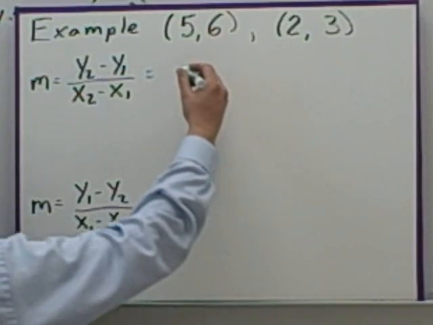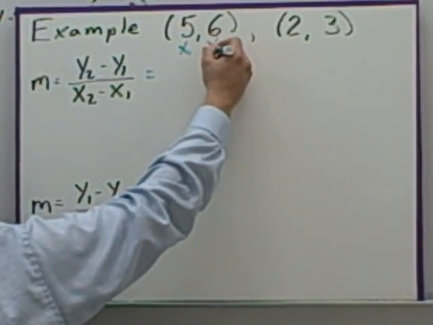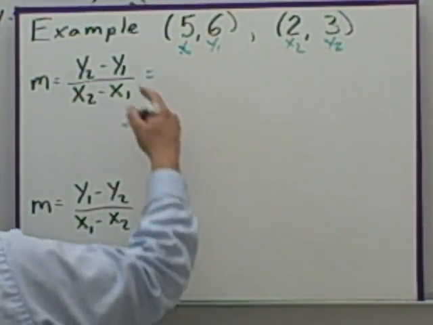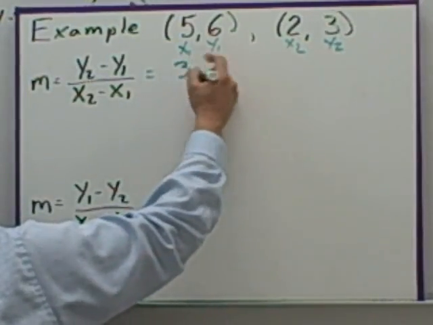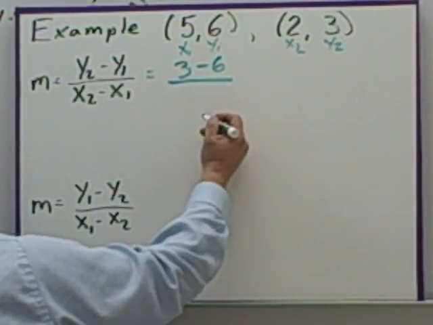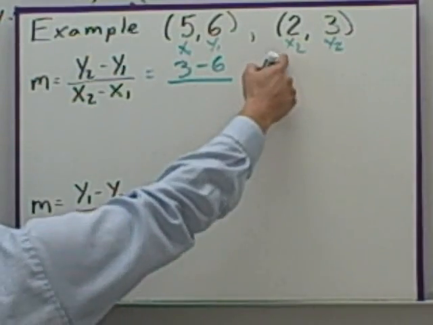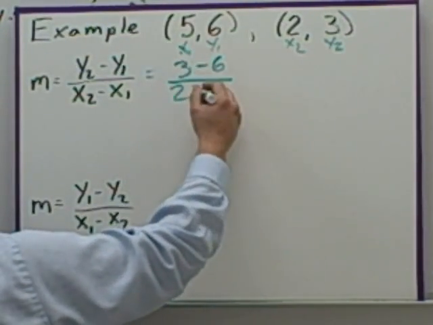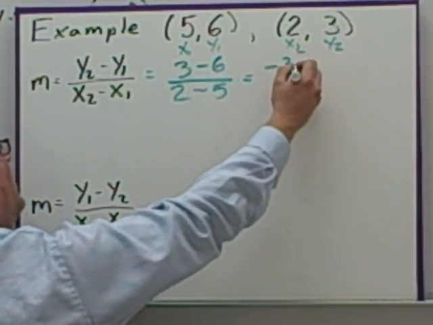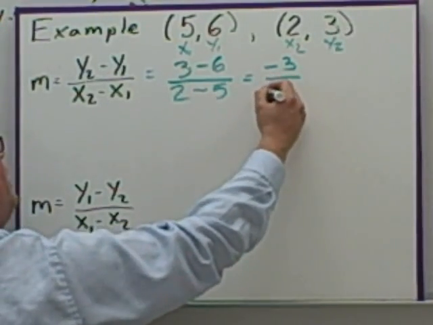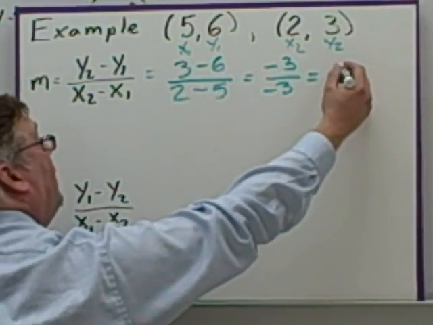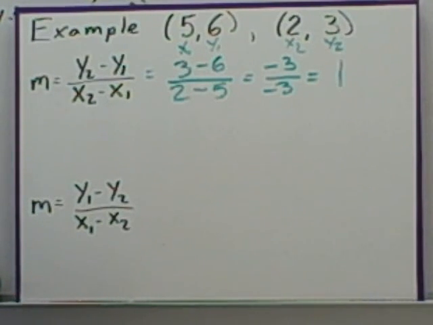Working with the formula. This would be the first point, so this would be x1, this would be y1. This would be the second point, so this would be x2, and this would be y2. So if I work directly with that formula, I'd be doing 3, the second y value, minus the first y value, 6, over the second x value, 2, minus the first x value, 5. 3 minus 6 is going to give me negative 3. 2 minus 5 is going to give me, again, negative 3. Negative over a negative gives you a positive. 3 over 3 gives you 1. So the slope turns out to be 1.